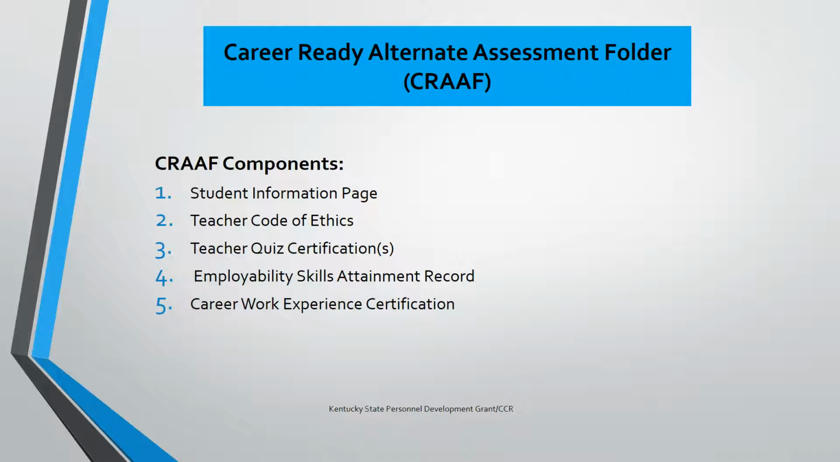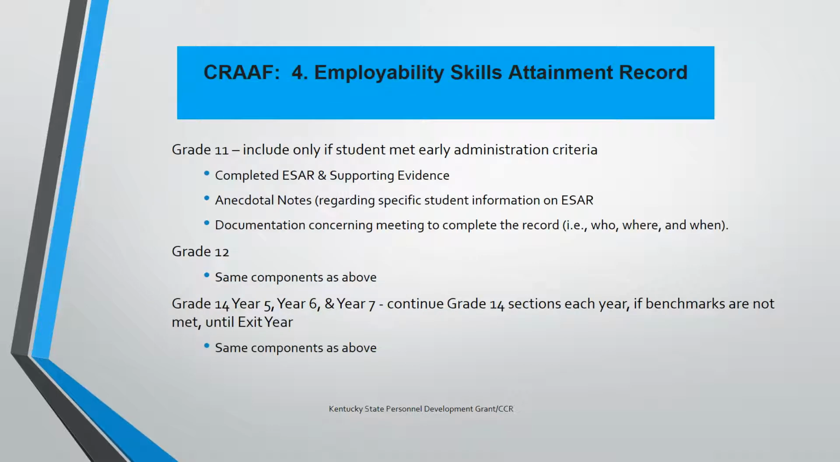The first 2 components of the AAF are identical to the AAAF. The third component of the folder, Teacher Quiz Certifications, will house the certification documents awarded for successful completion of the ESAR and CWEC online quizzes. The Employability Skills Attainment Record component of the AAF can include up to 5 sections for this component. The number is dependent upon when and how many times the ESAR is administered to a student.